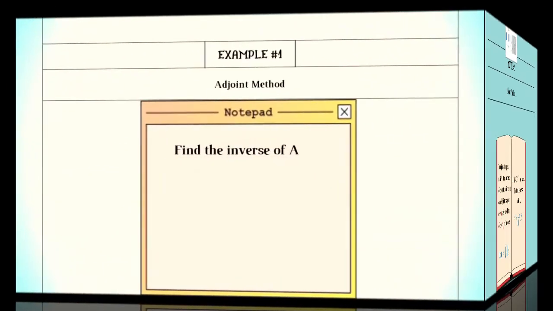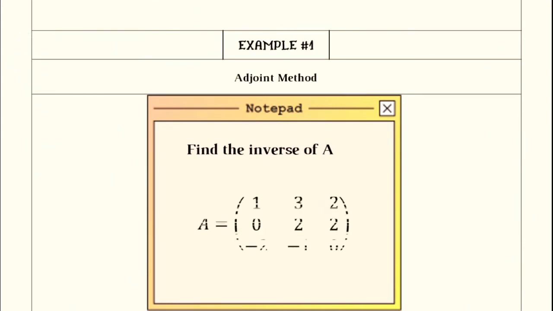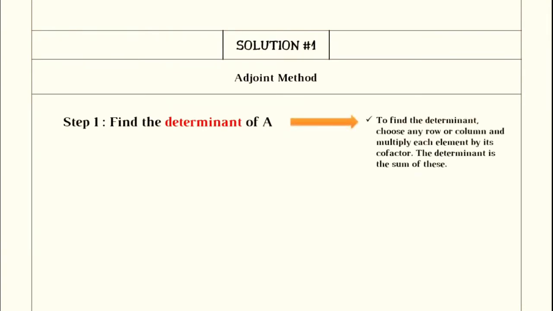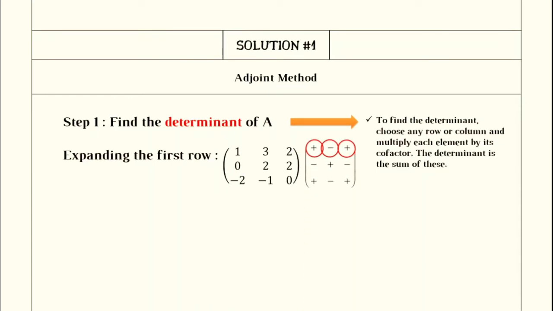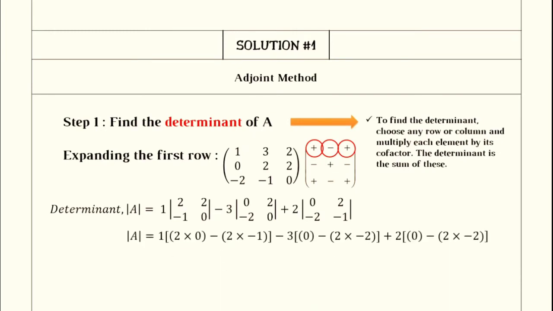Now, let's move on to the first example, find the inverse matrix using the adjoint method. The example given shows matrix A contains the elements 1, 3, 2, 0, 2, 2, negative 2, negative 1, and 0. First step is we need to find the determinant of matrix A. To find the determinant, we can choose any row or column and multiply each element by its cofactor. Here, we will choose the first row. The mathematical equation for the determinant will be like this: element 1 times its cofactor minus element 3 times its cofactor plus 2 times its cofactor. By the end of the calculation, the determinant will be -2.